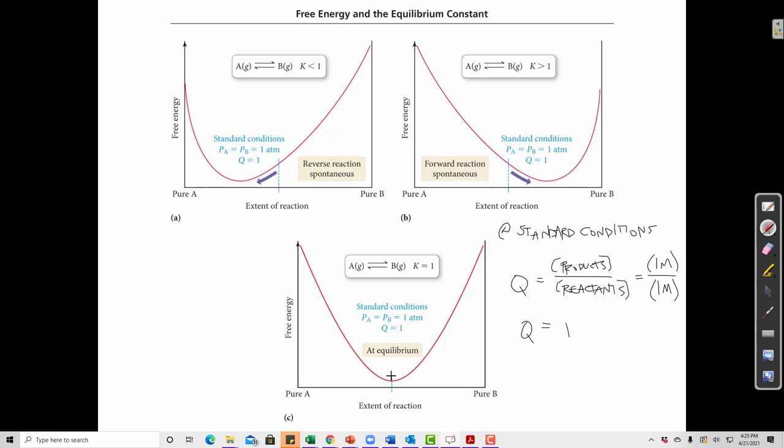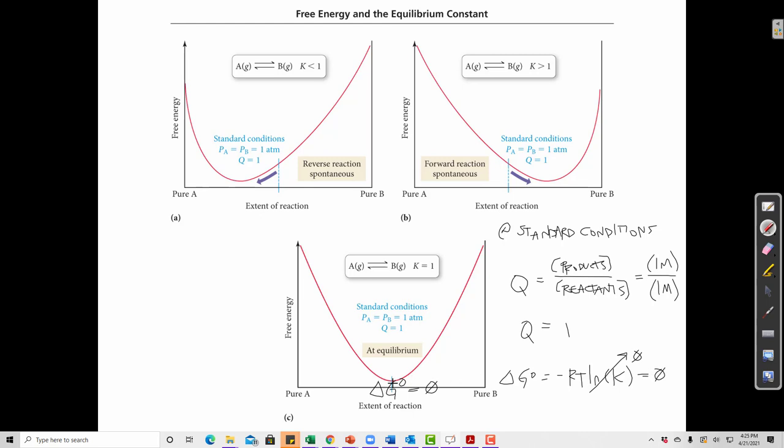And if K were also equal to 1, then that would mean that my delta G naught is equal to 0. Delta G naught equals 0. Because remember, delta G naught is computed under standard conditions. And if K equals 1, then delta G naught equals negative RT ln K. The natural log of 1 is 0. So 0 times RT is 0, so delta G naught equals 0. So if K equals 1, then delta G naught equals 0.